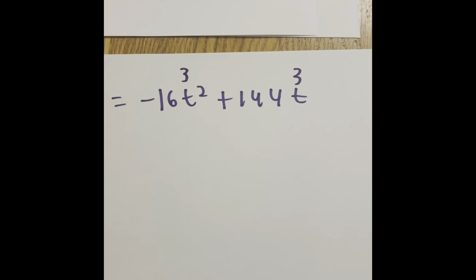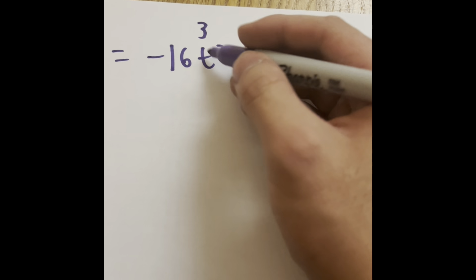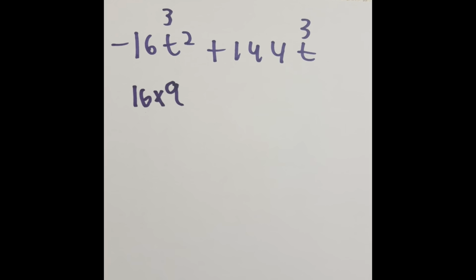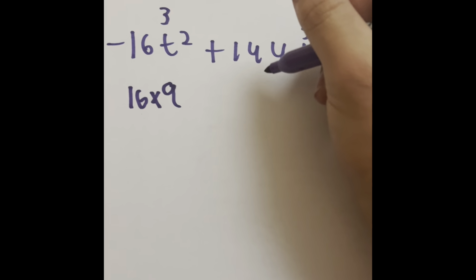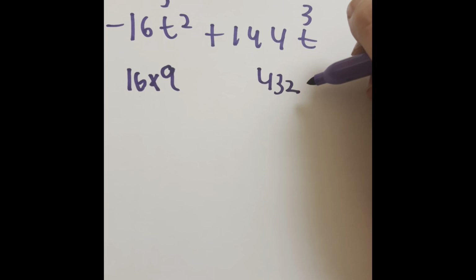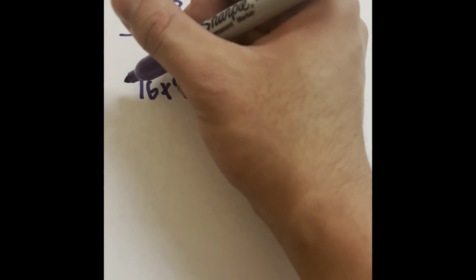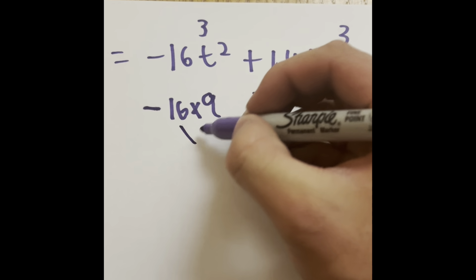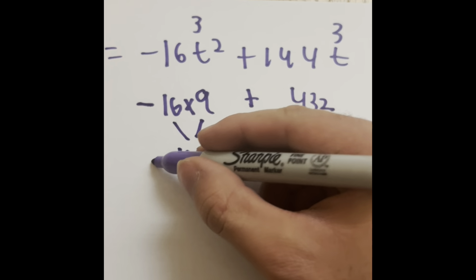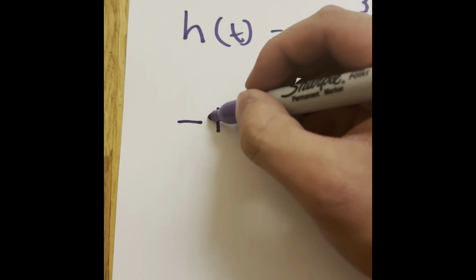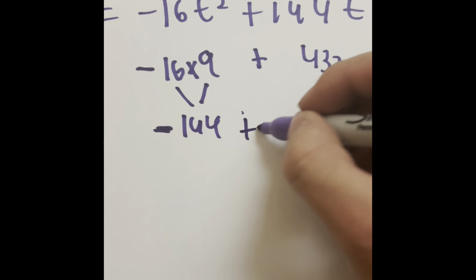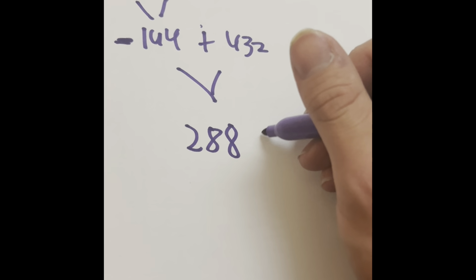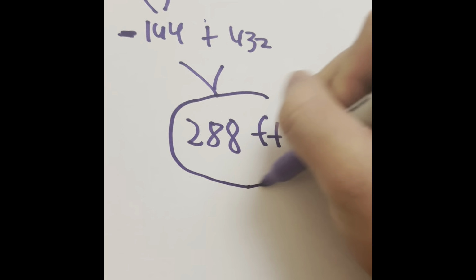When we insert these, 3 squared is going to be 9, and then we have to multiply 16 by 9. We also have 144t, which is 144 times 3, and that is 432. So negative 16 times 9 is negative 144, because a negative times a positive is a negative. Then we add that to 432. Our final answer is going to be 288 feet.